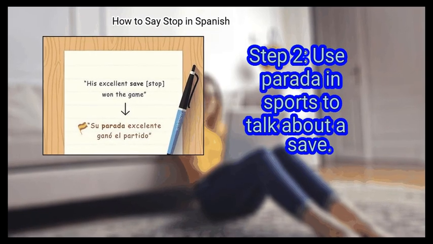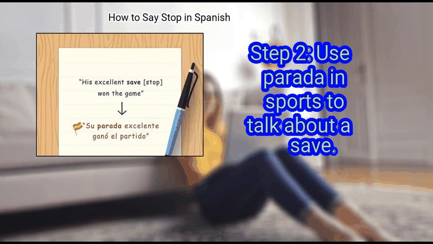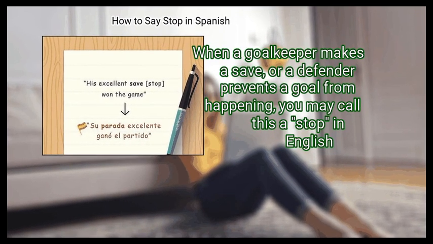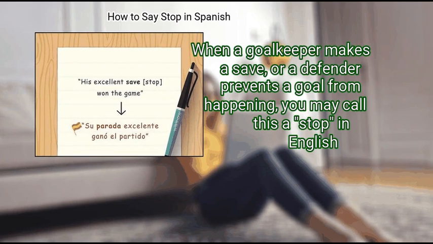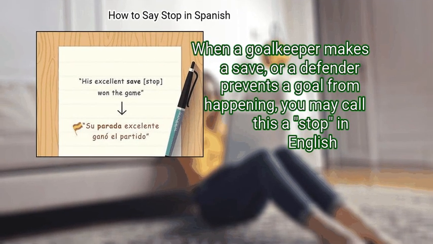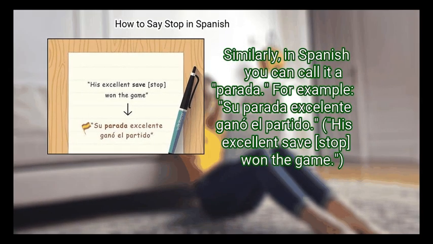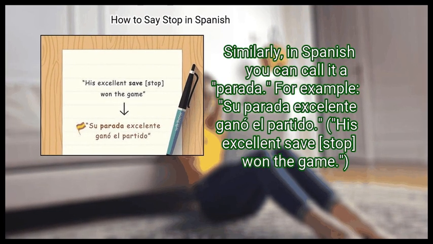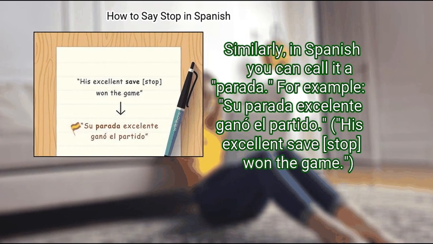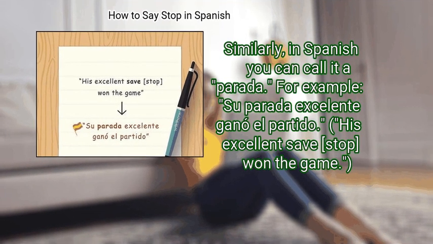Step 2. Use parada in sports to talk about a save. When a goalkeeper makes a save, or a defender prevents a goal from happening, you may call this a stop in English. Similarly, in Spanish you can call it a parada. For example, "Su excelente parada ganó el partido." His excellent save, stop, won the game.